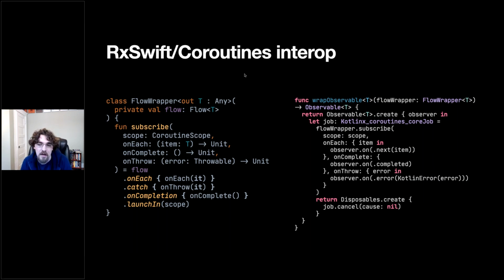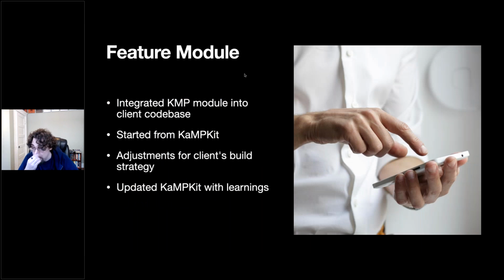This isn't perfectly thread safe as written if you're doing a bunch of threading things on your RxSwift side, but it's a start of how to make them talk to each other. And of course, we've also built some production code with this. We had a client that had us prototype what a feature module looks like in their existing app, and we were able to use CampKit as the starting point for that configuration.